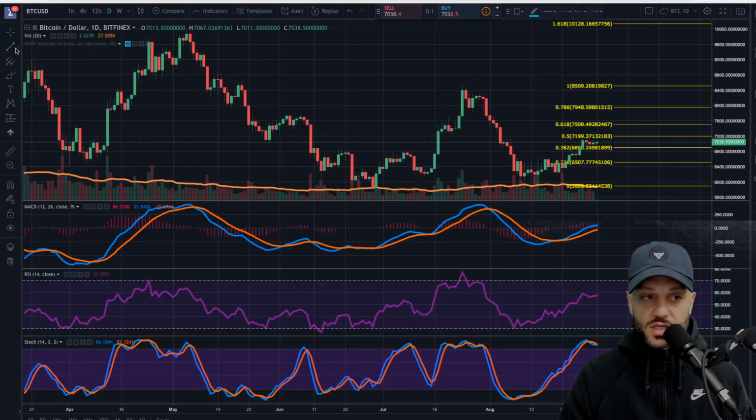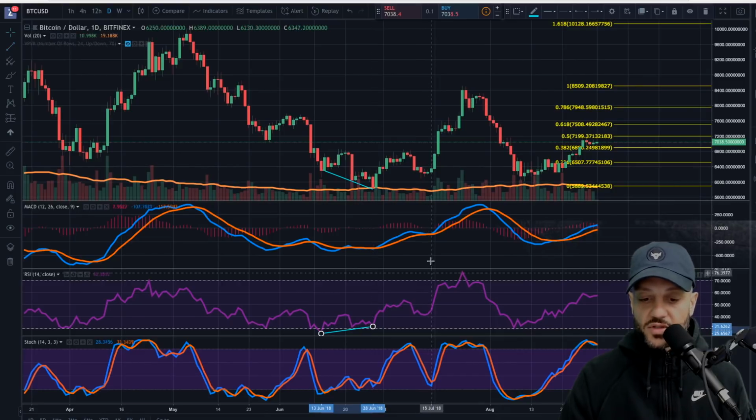So here you'll see that the price, this is back in June, the price made a lower low. You'll see that here, right? And if we take a look at the RSI, it made a higher low. This is classic bullish divergence here, right? One is going down, one is sloping upwards.